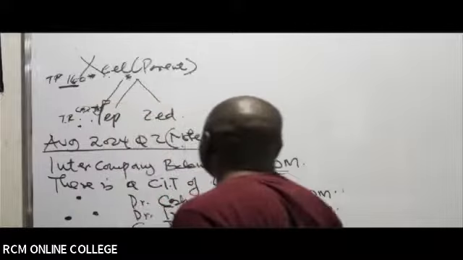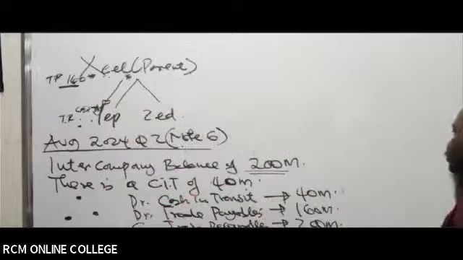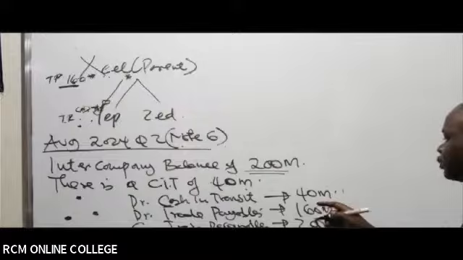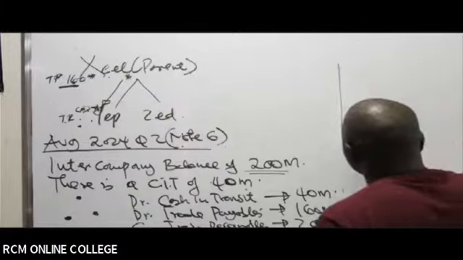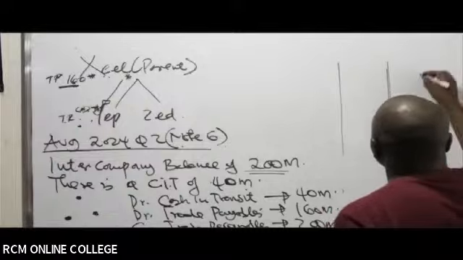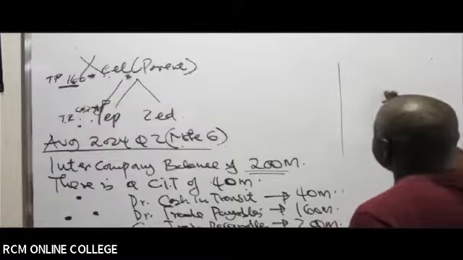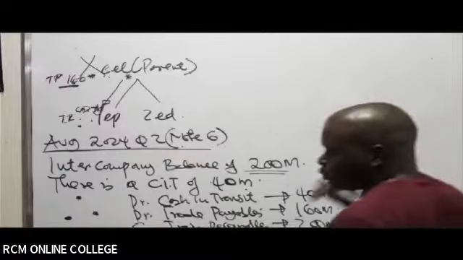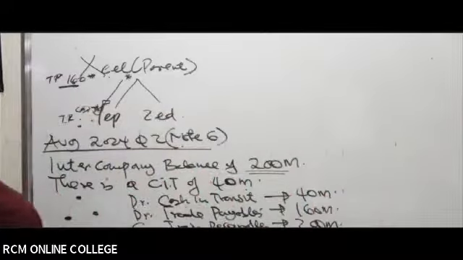This cash in transit, what will happen when you are preparing the consolidated statement of financial position? This is how you treat it. You'll likely be given this, and in fact you can see it in the question. I don't even have to tell you. If you look at the question, they have given what?